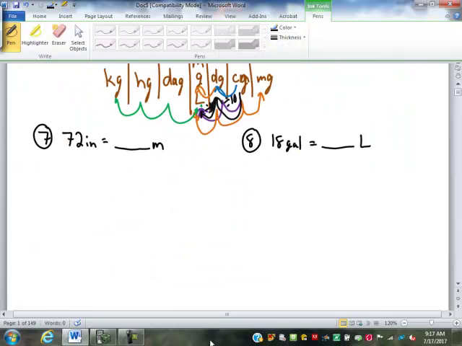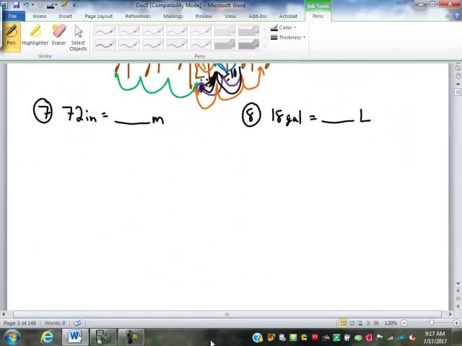Now down here, 7 and 8, I put kind of at the bottom because I didn't expect you to necessarily be able to do those yet. But I put them on there just to see how you can handle it. These we need to get the conversions out of the book. Making sure I have the right ones here.